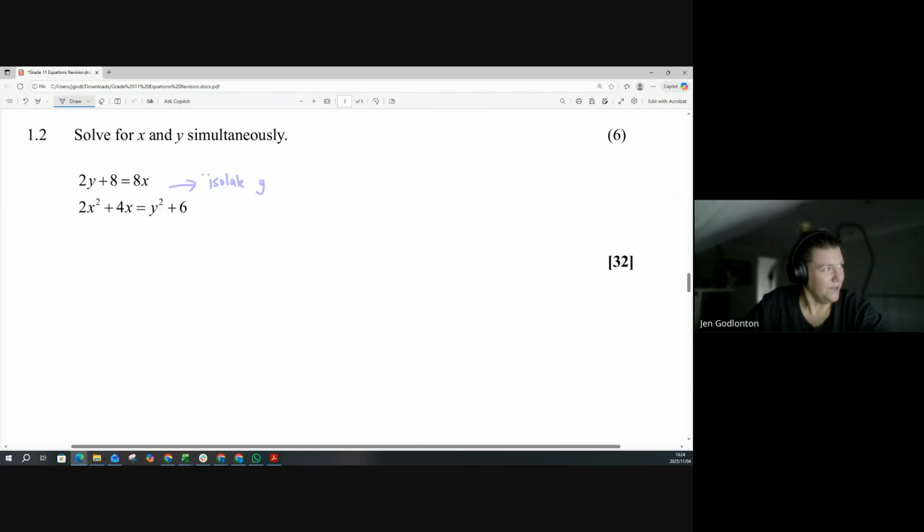Okay, so my advice would be to isolate y. So I would say 2y is equal to 8x minus 8. And then I'm going to divide all of that by 2. So I'm going to have 4x minus 4. So I have y is equal to 4x minus 4. That's what I'm going to end up with. Now I'm going to use this over here, and I'm going to sub it in wherever I have a y. So I'm going to have my 2x squared plus 4x is equal to 4x minus 4 all squared plus 6.